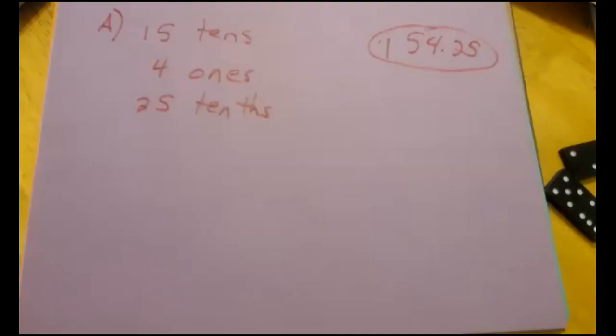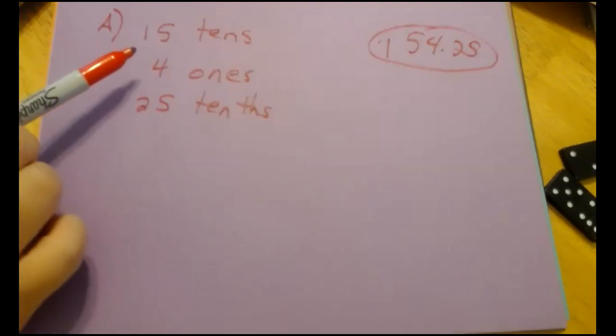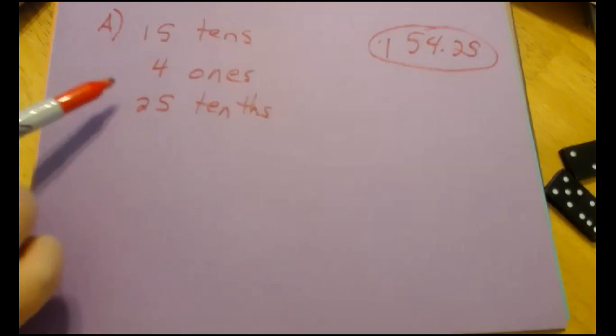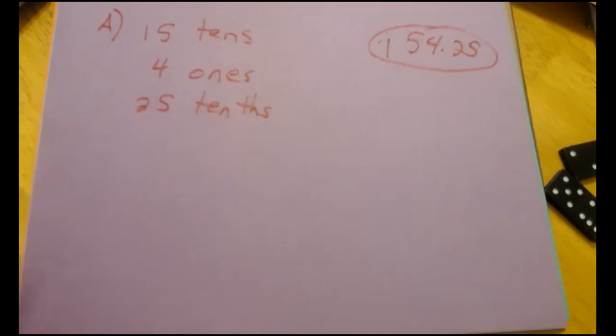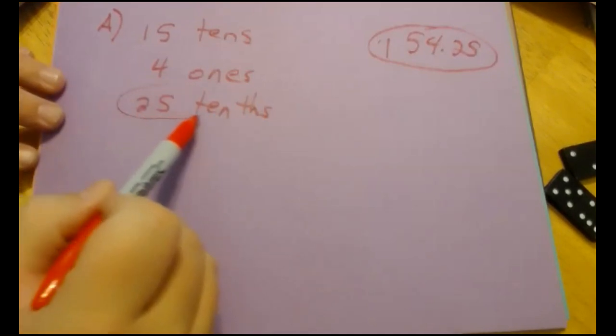Now, when you give an assignment like this, you're asking the students to give you feedback, and the feedback they give you has little indicators in it of different reasoning that may or may not be appropriate. For example, we have 15 tens, that sounds good. We have 4 ones, that sounds good. And then we have 25 tenths here. I want you to look closely at what this says right here.